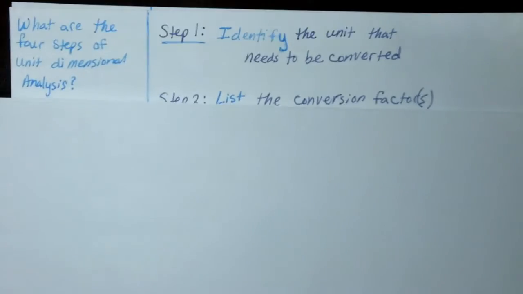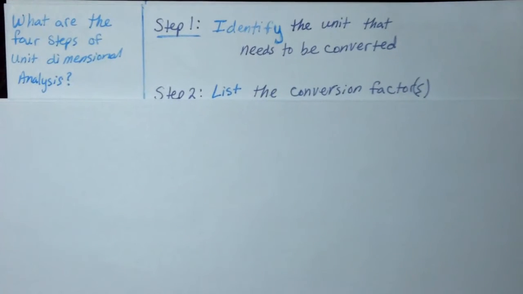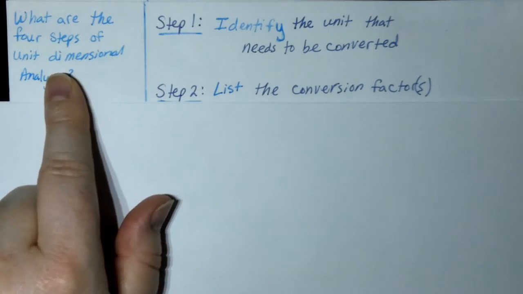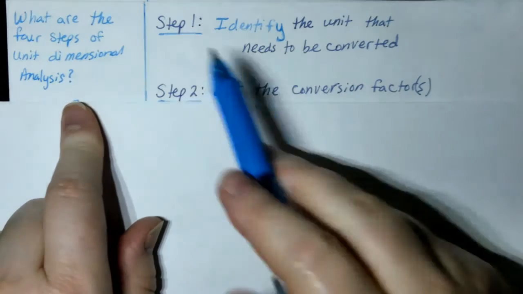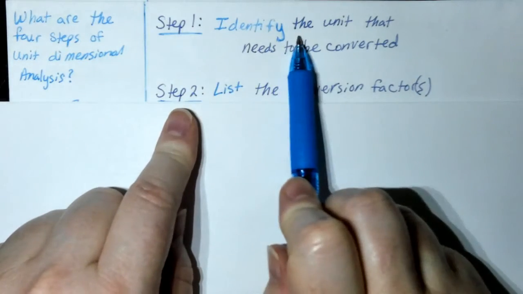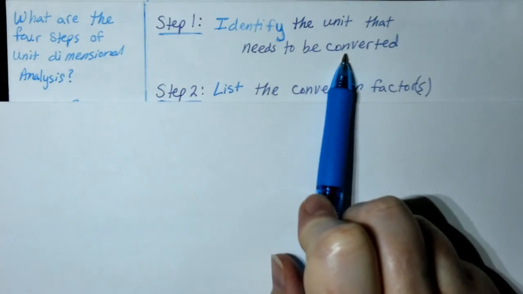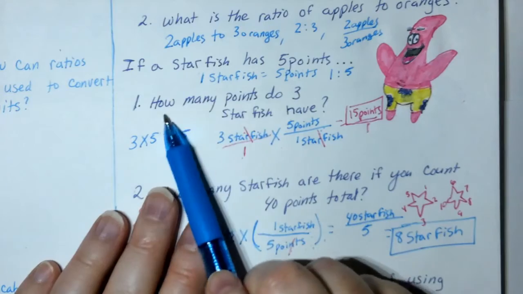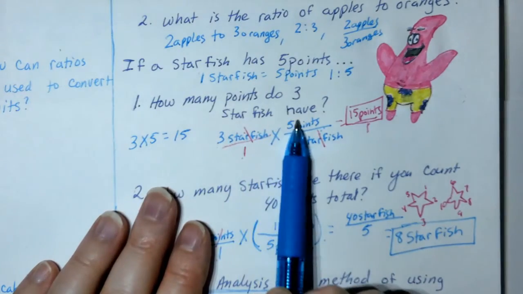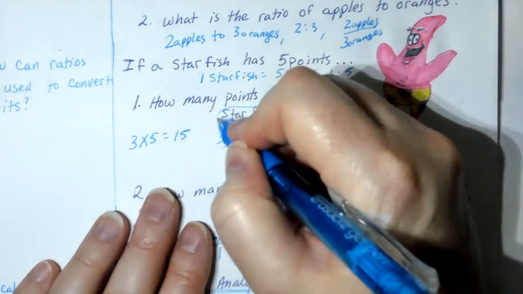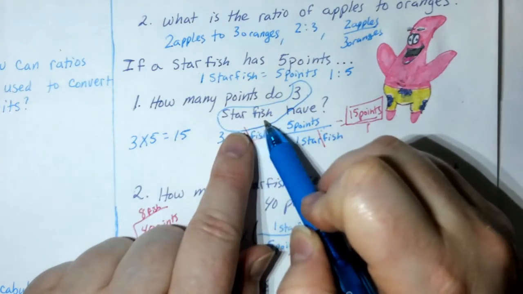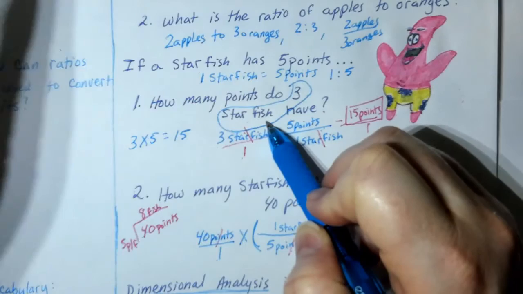Okay, so dimensional analysis has specific steps. So, what are the 4 steps of dimensional analysis? The first step is we identify the unit that needs to be converted. So, I'm going to come back to this. How many points do 3 starfish have? So, 3 starfish, that was my start. Starfish is the unit that needed to be converted in this first problem.